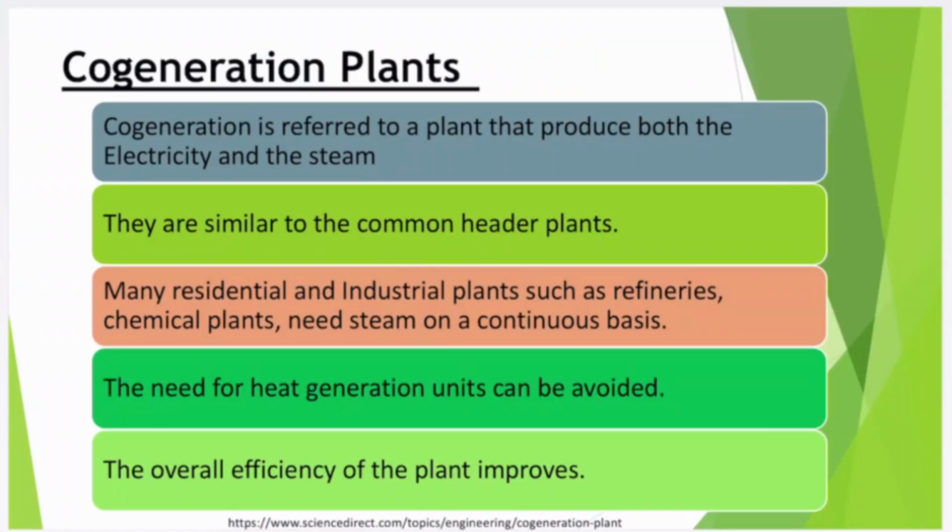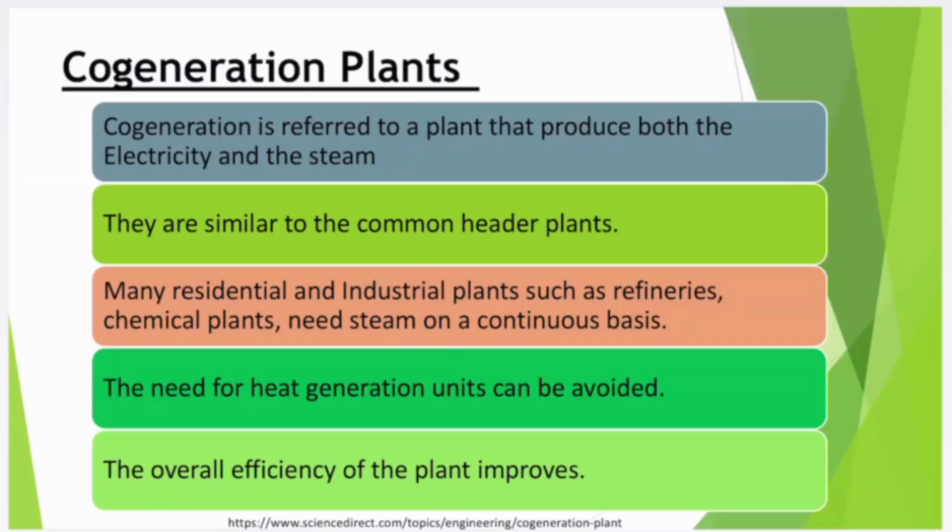So what we can do, if you need steam for your survival and you also need electricity, then we can assign some of the power plants to not only focus on electricity generation, but part of the steam can directly be taken out of the power plant for residential use or industrial use. And the plants that are focused not only on generating electricity, but also responsible for steam generation, okay? Those power plants are known as cogeneration power plants. Cogeneration is referred to a plant that produces both electricity and steam.